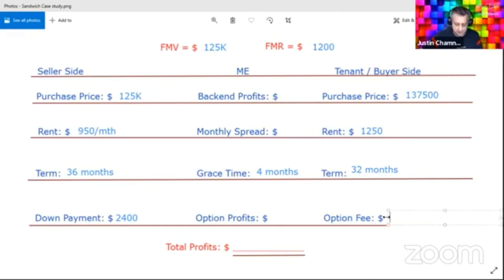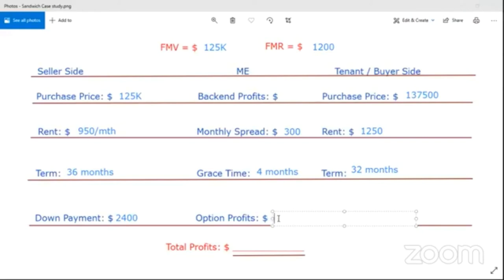The option fee I'm collecting from this tenant buyer is $8,500. Monthly spread, I forgot to put that up there. Monthly spread would be $300 a month. Back-end profits, well, let's do the option profits first. What's 8,500 minus 2,400, because I owe that to the seller? 6,100.